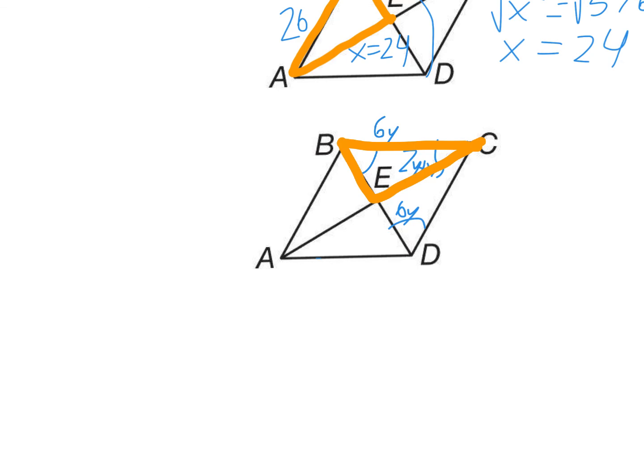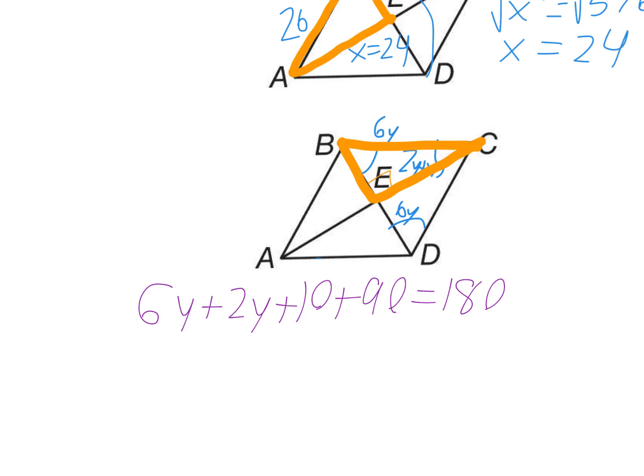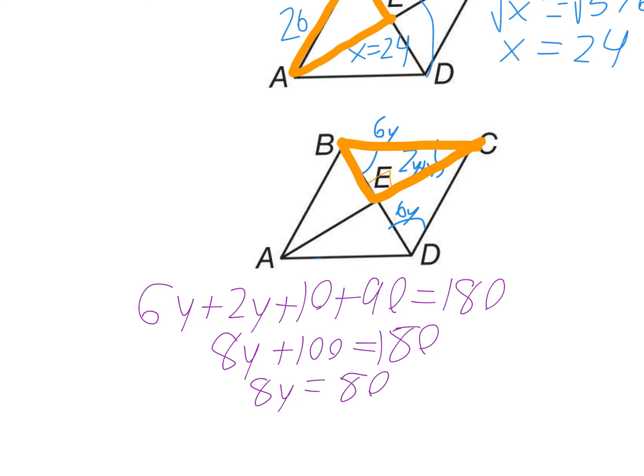And because we know that our diagonals are perpendicular in a rhombus, we can set up the equation of 6y plus 2y plus 10 plus 90 is equal to 180. Combine our like terms. 8y plus 100 is equal to 180. Subtract 100 from both sides. 8y is equal to 80, which means then that y is equal to 10.